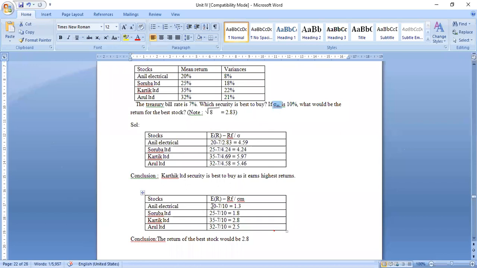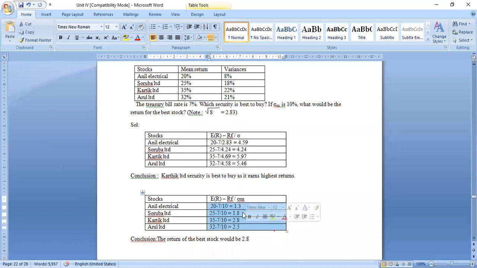Okay, so in that case the first part of the calculation will remain the same. Only in place of standard deviation we are going to insert this value of 10, and you will get these values after substitution. Now the question asked is, what would be the return for the best stock? Here also we are going to consider the returns which have the highest value. So in comparison of all these four, you have the security of Karthik Limited again as the best stock, with the value of 2.8.